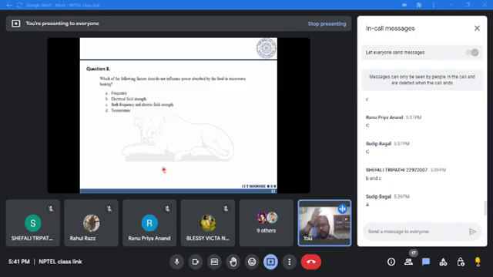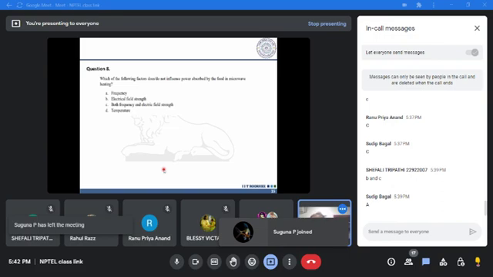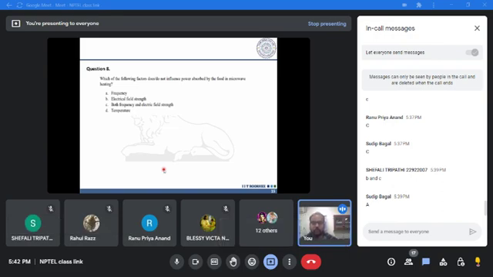Question 8. Which of the following factors does or do not influence power absorbed by the food in microwave heating? If all of you have seen a microwave, and how it heats, what are the factors that do not influence the power absorbed by the food? The options are frequency, electrical field strength, both frequency and field strength, and temperature. Which do not affect or influence the power absorbed? You answer in the comment box.